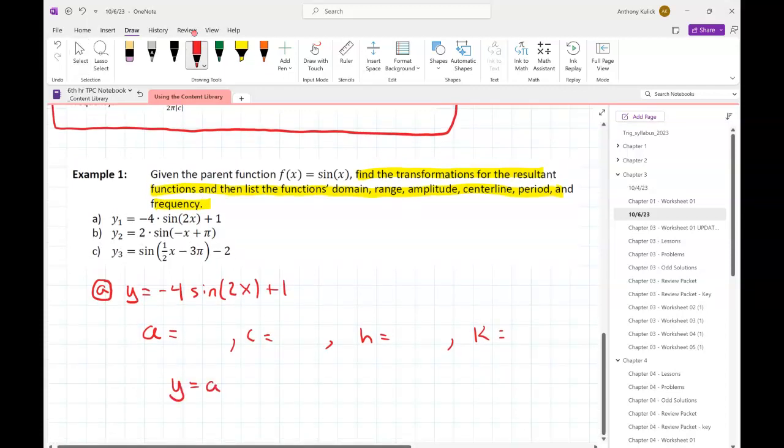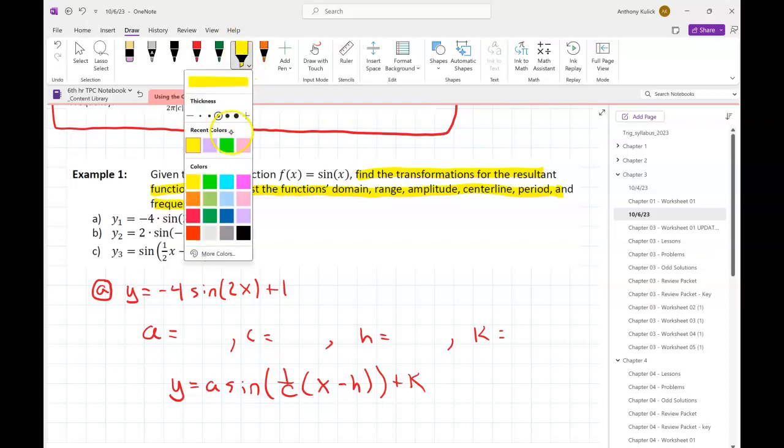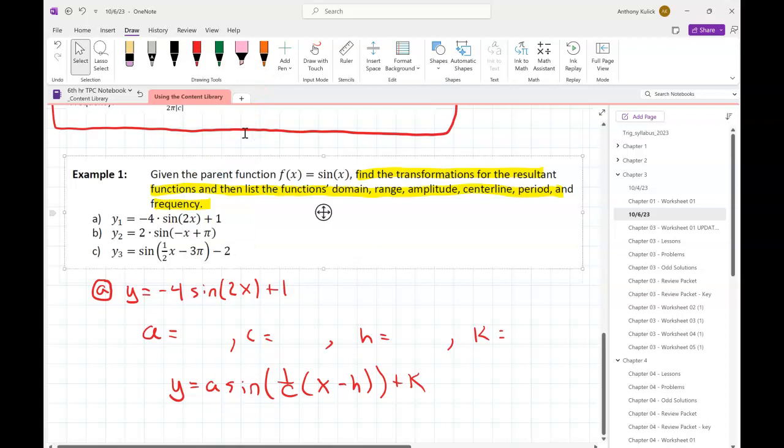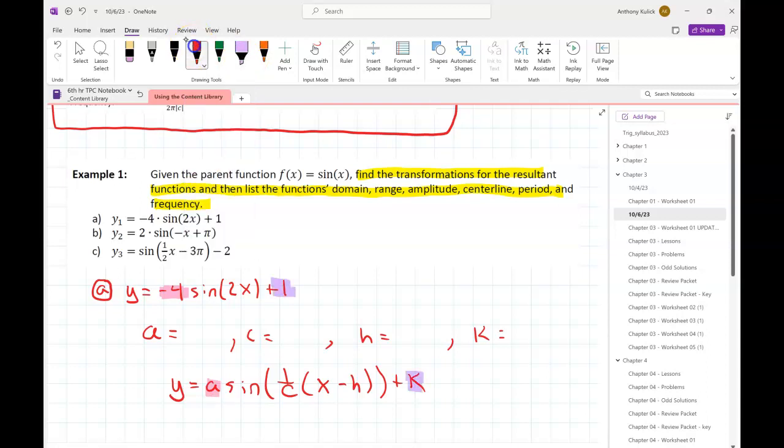So the general form for the resultant for any sine function looks like this. That's listed up in that box that you should have on your note card. You definitely need to know that. So if we look at our sine function, hopefully it's easy to see right away that the 4, or the negative 4, is our A, and the 1 is our K.